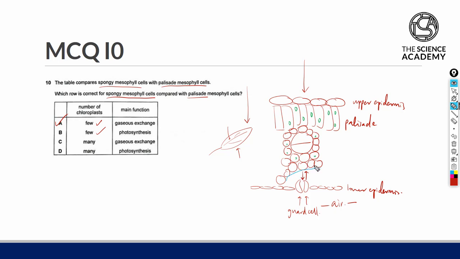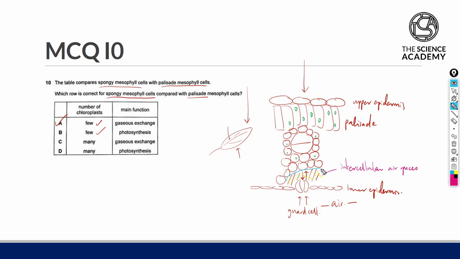Within these spongy mesophyll cells, we see large intercellular air spaces, and these air spaces allow gaseous molecules to diffuse into and out of the leaf from the external environment. This will allow the leaf to undergo the exchange of gases, including oxygen and carbon dioxide gas.